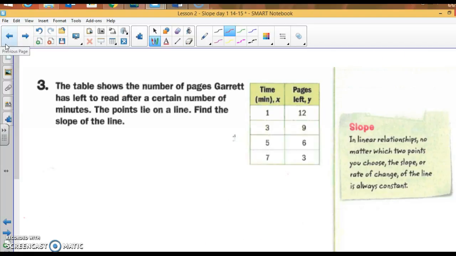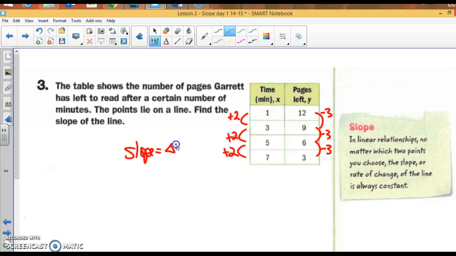All right, let's find the slope of this line. Again, from a table, we're going to do just like we did yesterday. We are going to find the change in y over the change in x. So our change in y here, we're subtracting 3, subtracting 3, subtracting 3. My change in x, I'm adding 2, adding 2, adding 2. We can already see that it's going to be constant. So our slope is going to be change in y over change in x, negative 3/2. Leave it written as an improper fraction. Do not change that to a mixed number. So our slope is negative 3/2. We know that this line is going to be going down to the right.